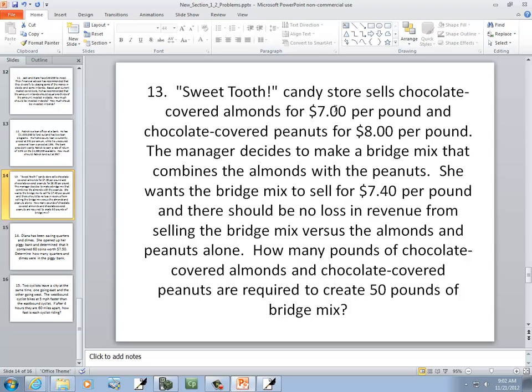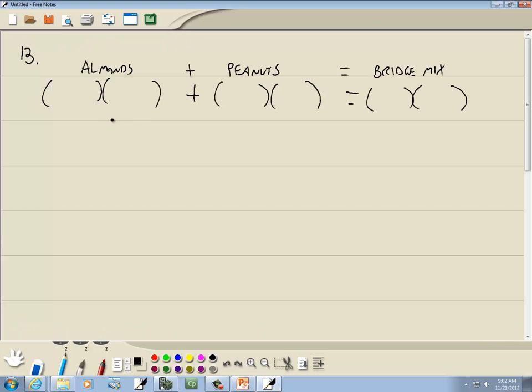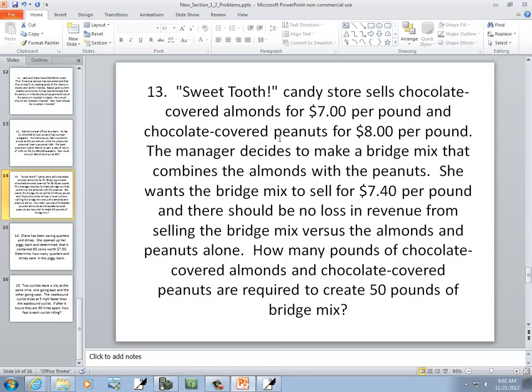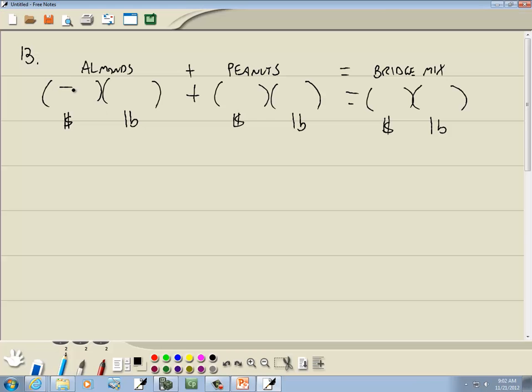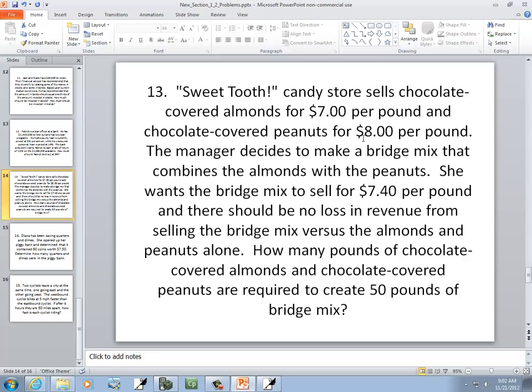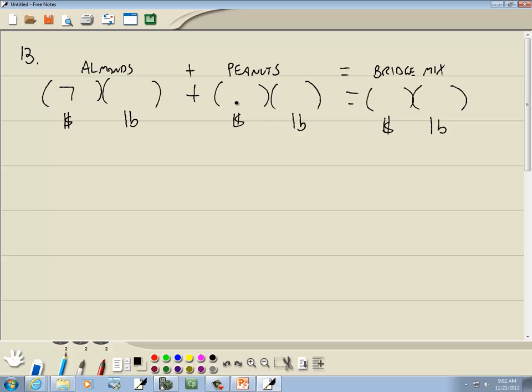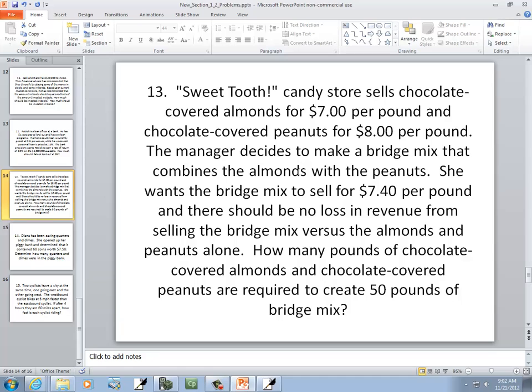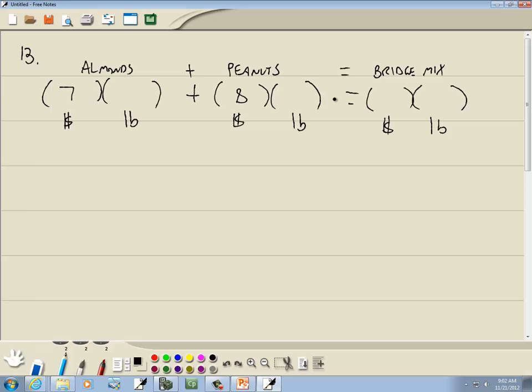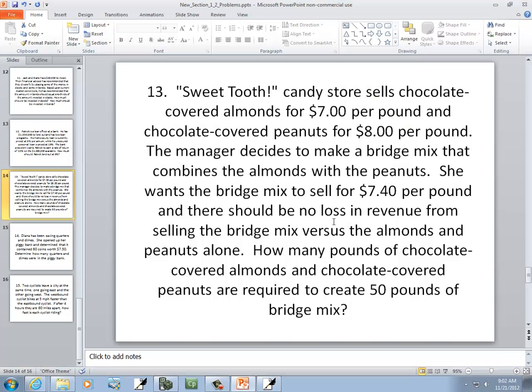Candy store sells chocolate-covered almonds for $7 per pound. And, okay, so it looks like dollars and pounds. I think that's LB. Okay, almonds are $7 per pound. Chocolate-covered peanuts for $8 per pound. That's $8. Combines and decides to make a bridge mix. She wants a bridge mix to sell for $7.40 per pound. So that's $7.40 per pound.